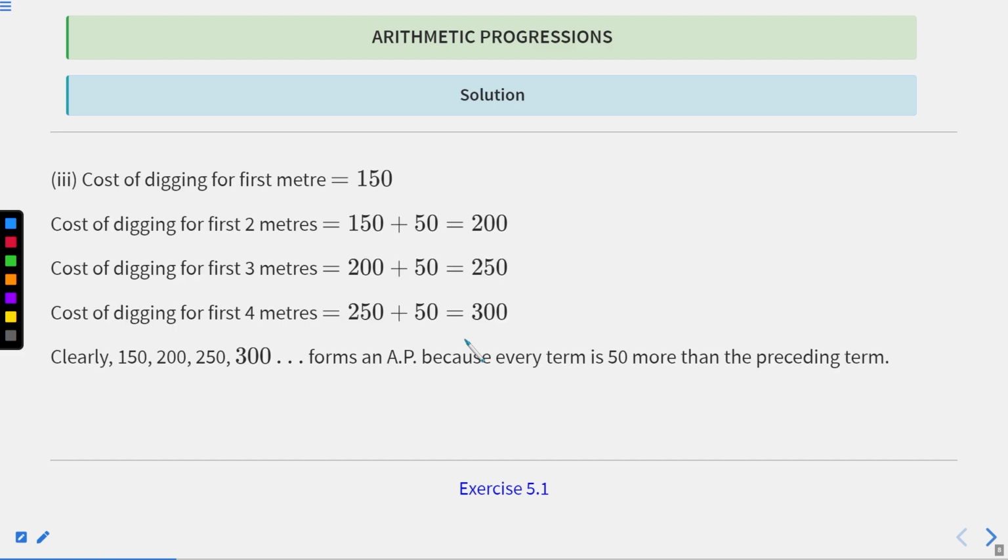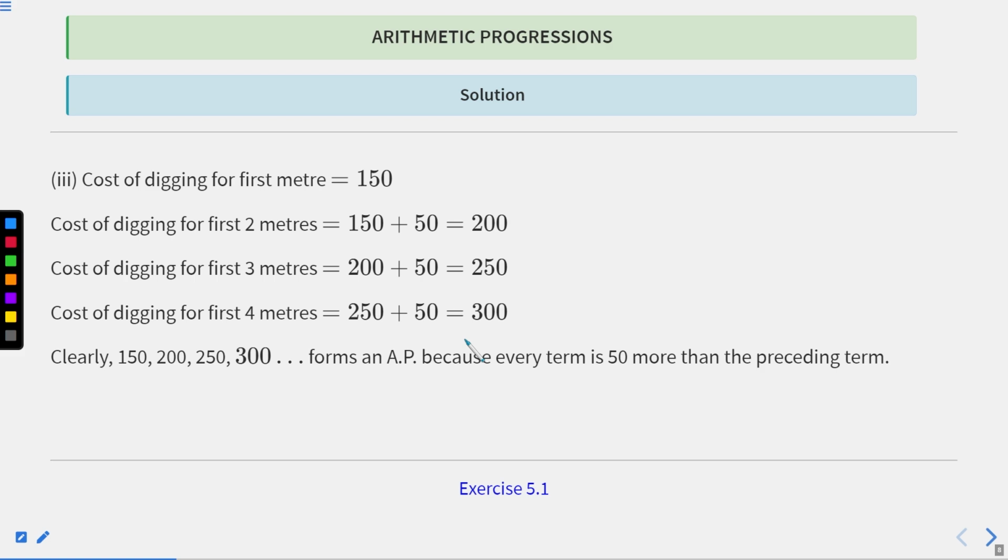Here the cost of digging for the first meter is equal to 150. The cost of digging for the first 2 meters is equal to 150 plus 50, that is equal to 200 rupees. The cost of digging for the first 3 meters is equal to 200 plus 50, which is equal to 250. And the cost of digging for the first 4 meters is equal to 250 plus 50, that is equal to 300.